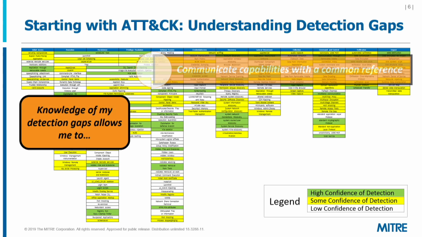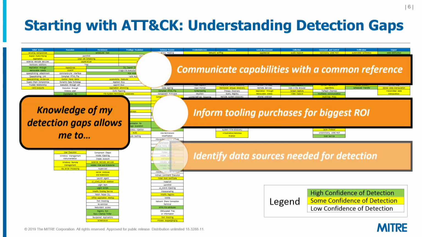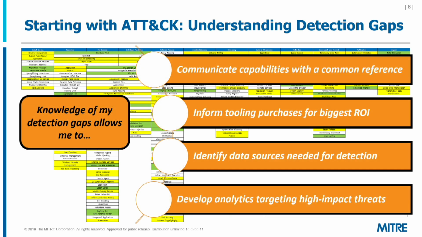Some other key benefits of coming up with this chart is that first, with knowledge of my detection gaps, I can communicate my capabilities with a common reference point. This can be something that every team within my SOC, every functionality, all the tools, all the things that I have, can refer back to, because this bubbles up from everything. I can also inform new tooling purchases for the biggest return on investment. If I'm already doing a great job covering exfiltration, if all my tools already cover that tactic, there's no need for me to go out and purchase yet another tool that's going to cover exfiltration.